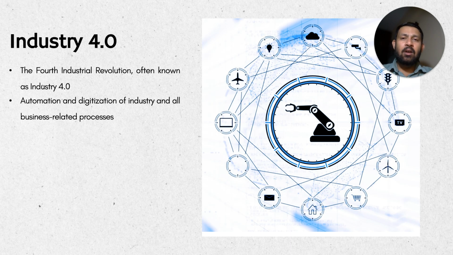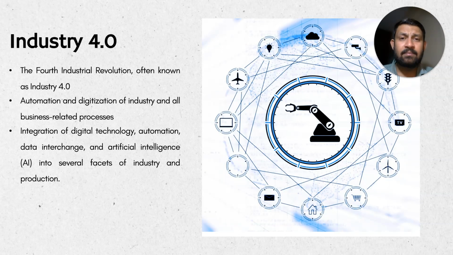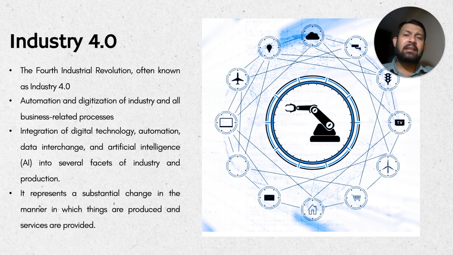For example, when you have to design a component, then the component can be designed in a digital atmosphere. Now this was something that already came during Industry 3.0, but the integration of digitization with automation and things like robotics, artificial intelligence, big data, that resulted in Industry 4.0. Industry 4.0 basically represents a significant change in the way things are being designed, manufactured, and delivered.